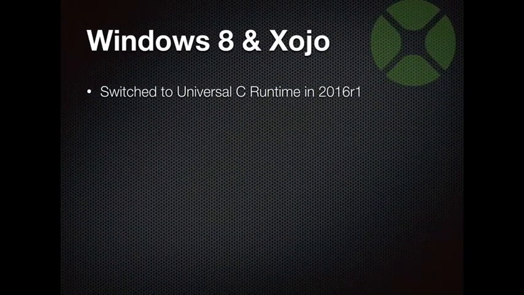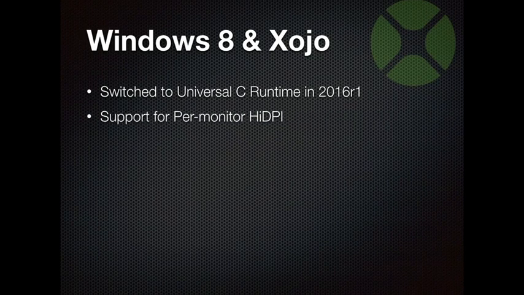So as mentioned, we switched over to using the Windows Universal C Runtime in 2016 R1. Around that time, we also added support for per monitor high DPI support. And you can access the Windows Runtime, call it WinRT, through several COM components that they expose. So WinRT is the unmanaged framework, unlike the .NET framework. So you can access WinRT through our unmanaged Win32 app.